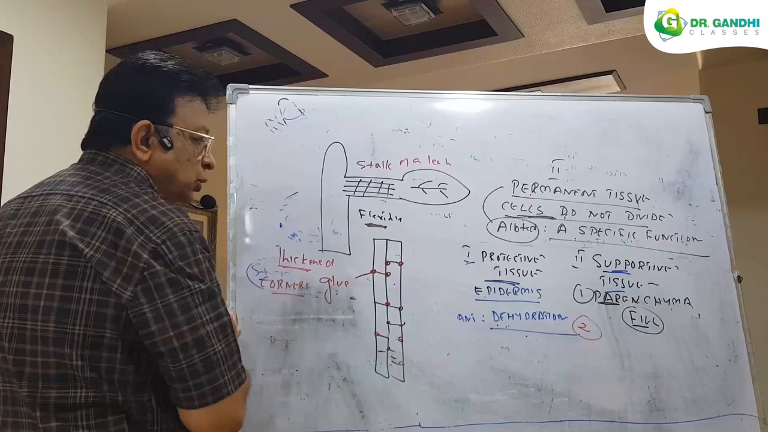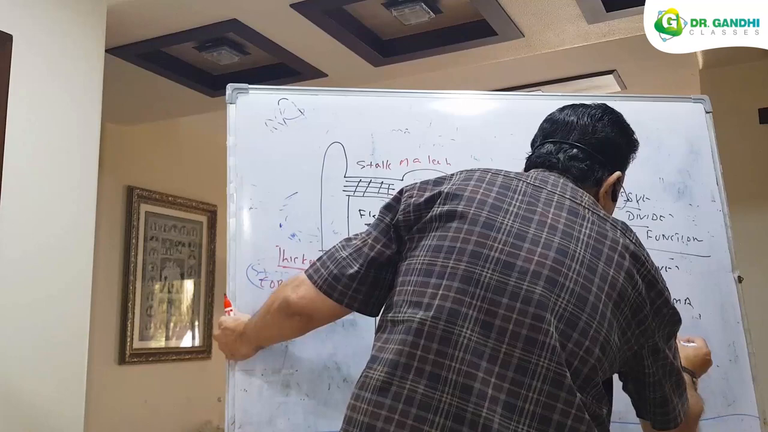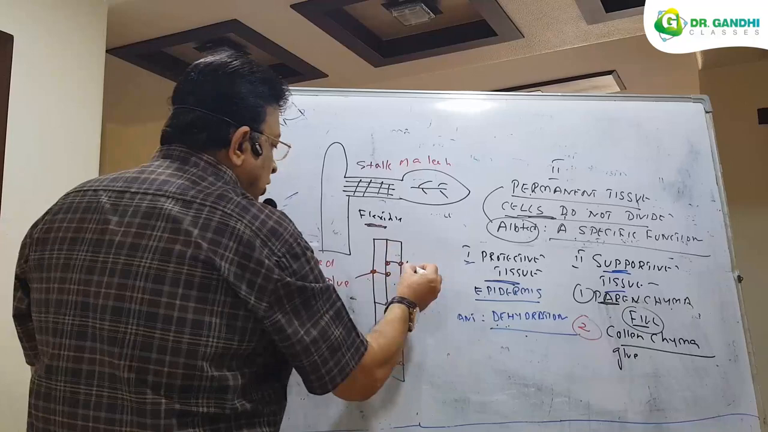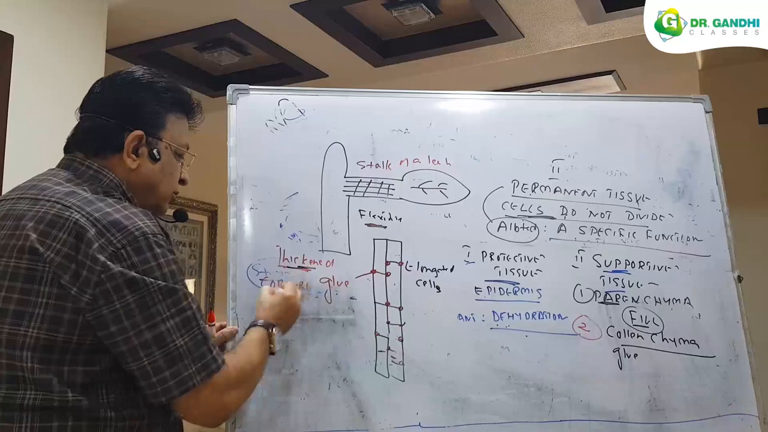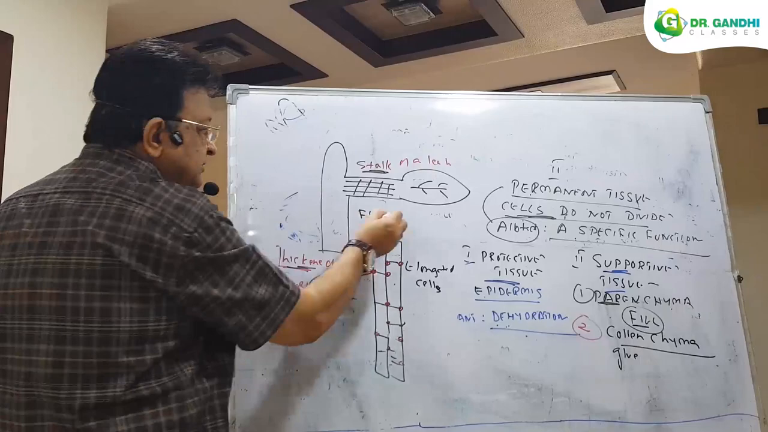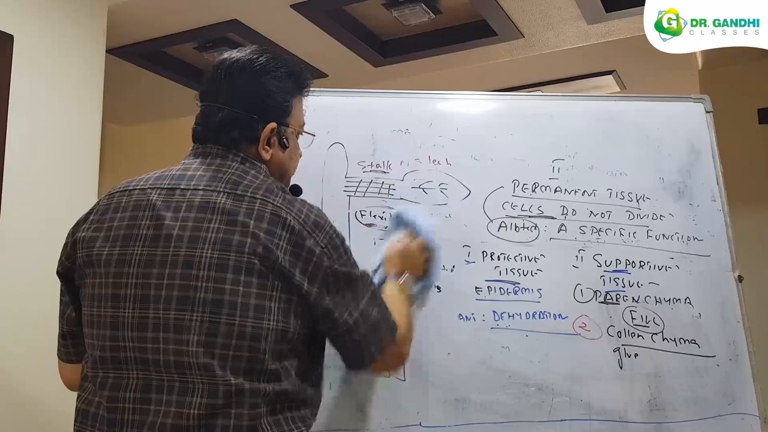From the word glue, in Greek meaning colon, this is known as colenchyma. The description is elongated cells with thickened corners, with glue. Where are they present? In the stalk of the leaf. What type of support do they give? They give flexibility. Next, the third type of tissue.